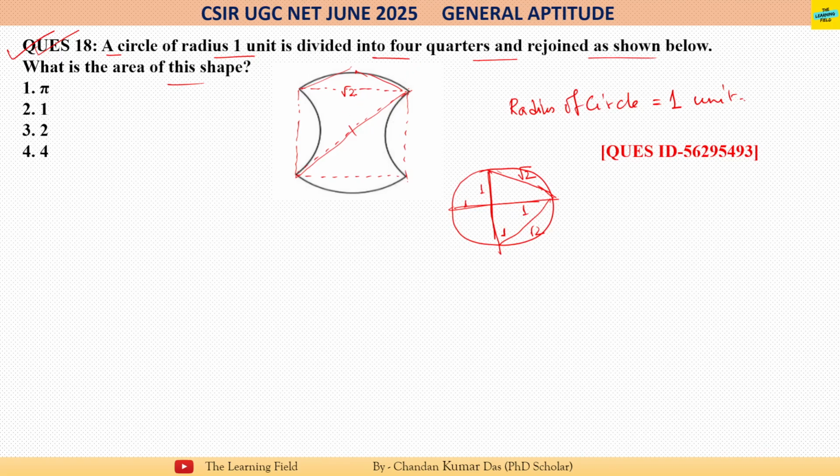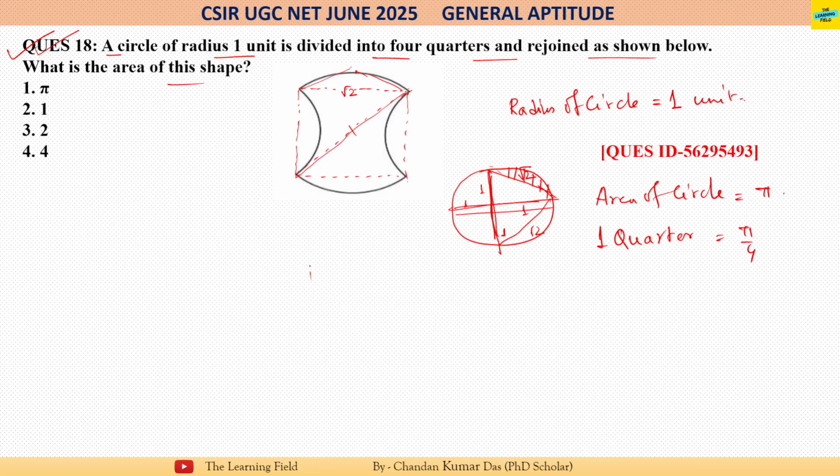Now what is this area? We find what this area is. Since the radius is equal to 1, the area of the circle equals pi. Now if we divide this area by 4, then 1 quarter equals pi by 4.